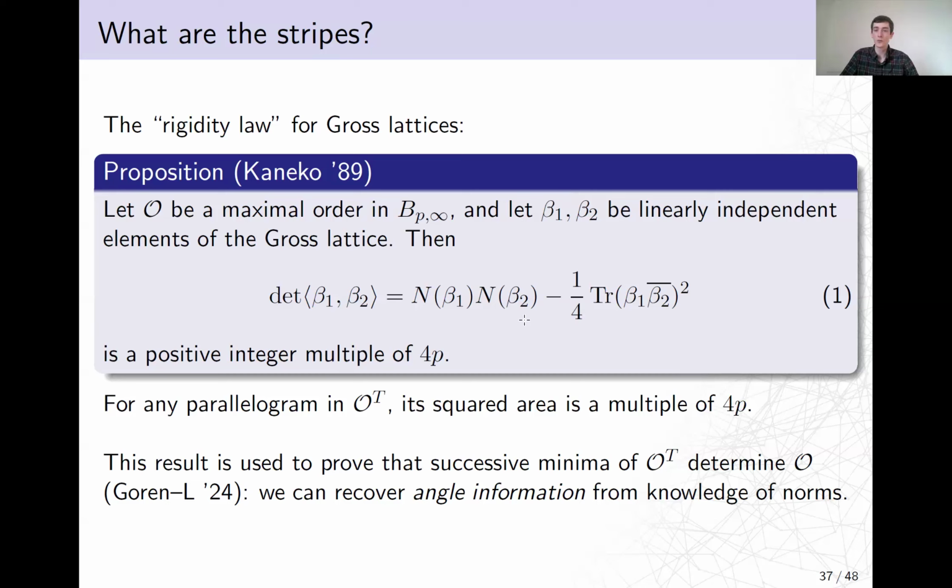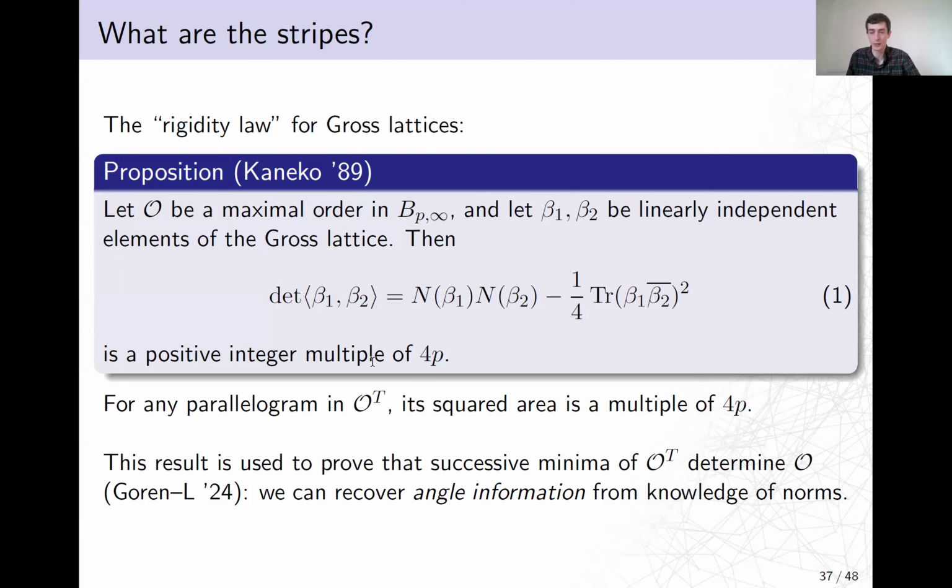Because what it says is that if all you know is the successive minima, so that's just norm information, all you know is the norms of certain elements in the Gross lattice. But given the norm data, you can learn something about the angles between these elements from this constraint, that the difference between the product of the norms and the inner product squared must be a positive integer multiple of 4p. And so that key insight is what allows us to recover the full isometry structure from just the successive minima.